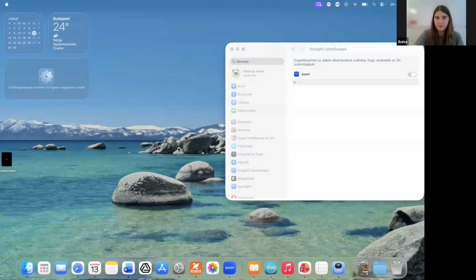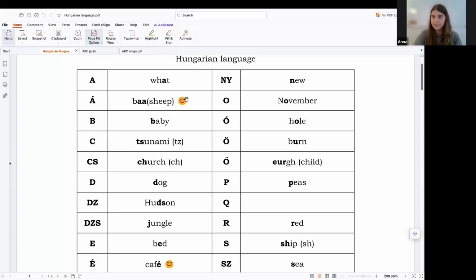So let's take a look at our first PDF and let's talk about the alphabet a little bit. Okay. Now, as I mentioned before, we have 44 letters, which is a lot, but to be fair, on the positive side, one Hungarian letter will always have one sound.